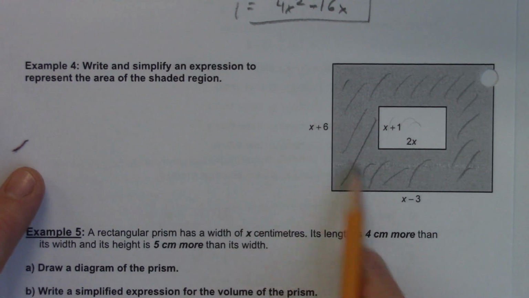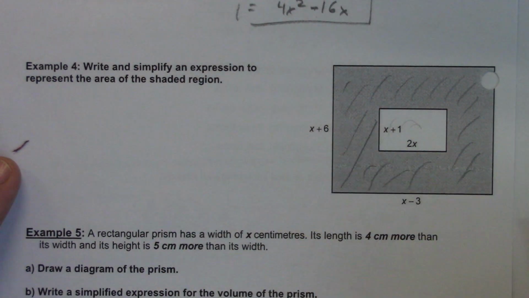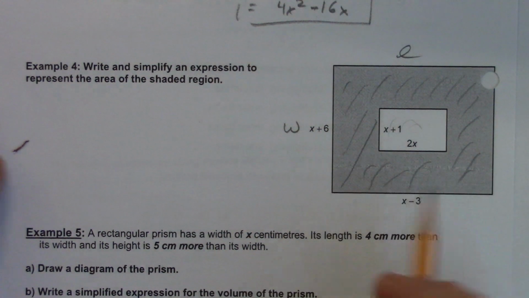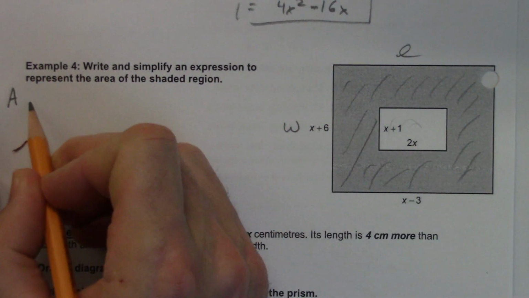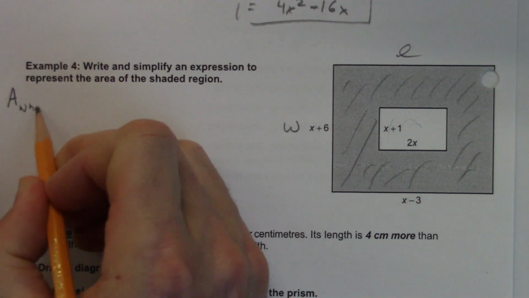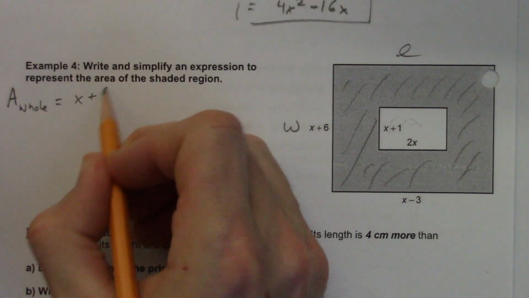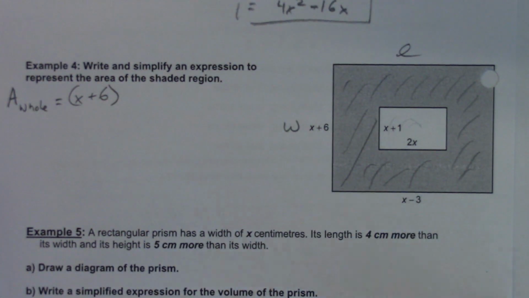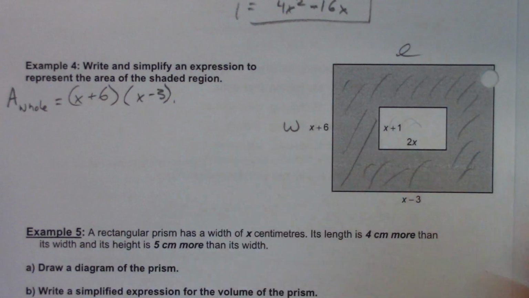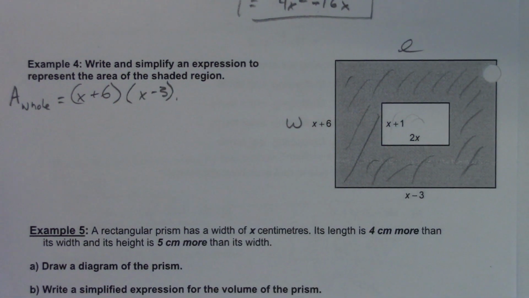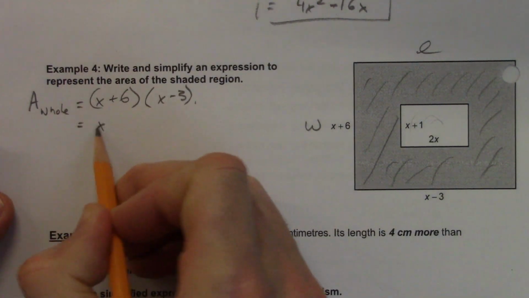So how do I get the area of a square or a rectangle? Yeah, length times width. So we're going to call this the length, we're going to call this the width. So what we will do here to find the area of the whole thing, the area, and I'm just going to write whole, is going to be equal to x plus 6 times x minus 3. Okay? So we'll do that, x squared.